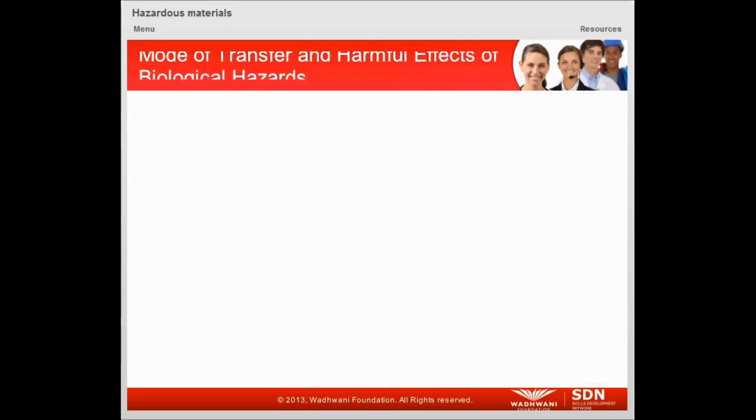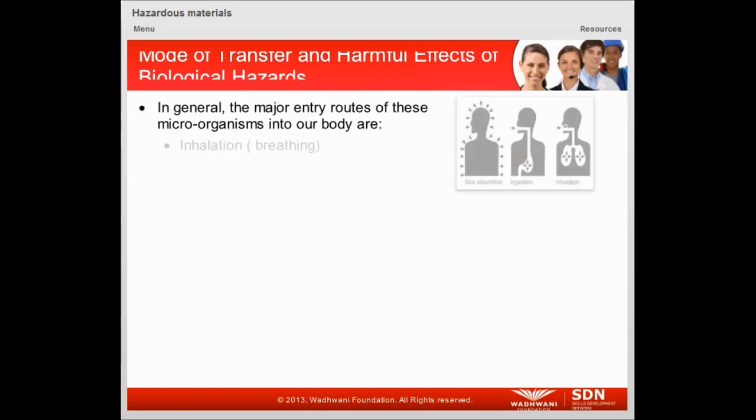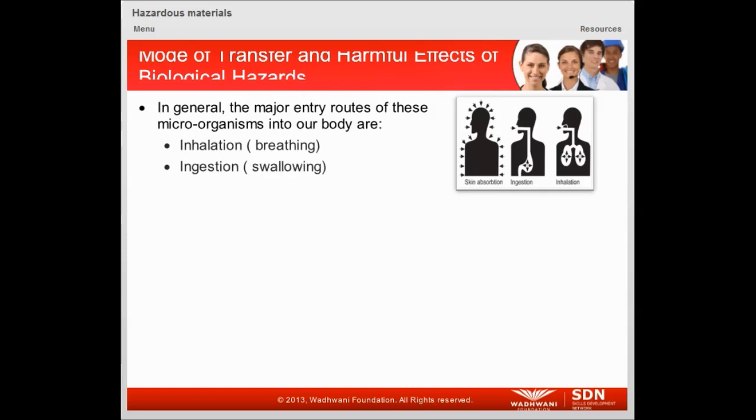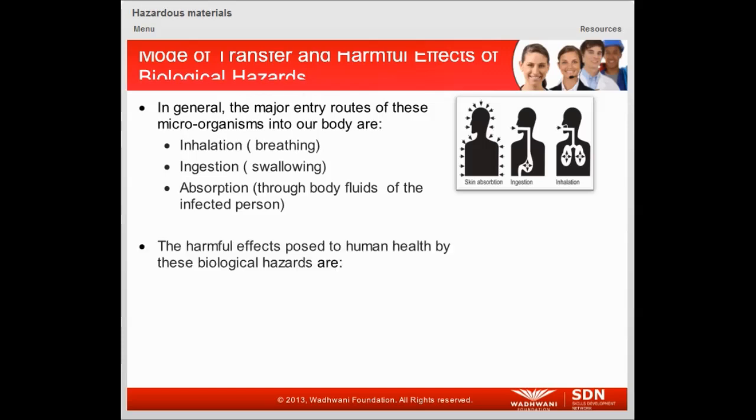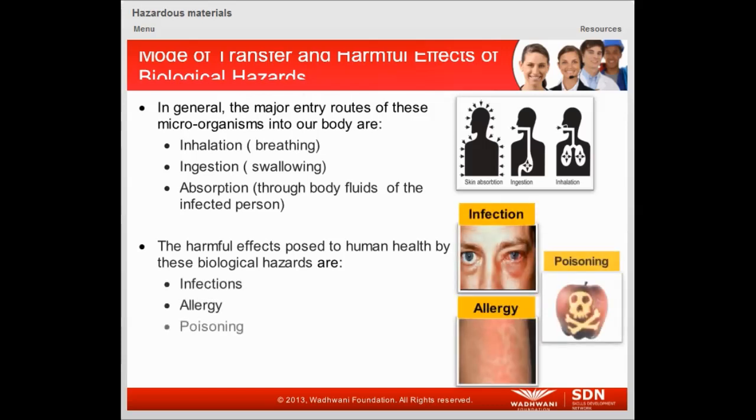Let us know about mode of transfer and harmful effects of biological hazards. In general, the major entry routes of these microorganisms into our body are inhalation or breathing, ingestion or swallowing, and absorption through body fluids of the infected person. The harmful effects posed to human health by these biological hazards are infections, allergy, and poisoning.